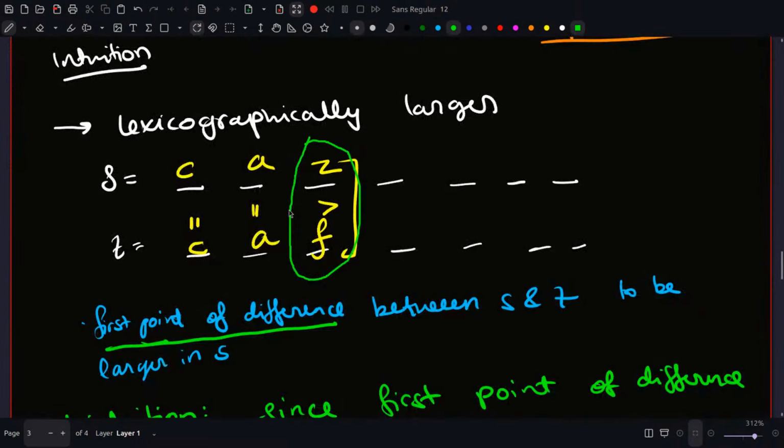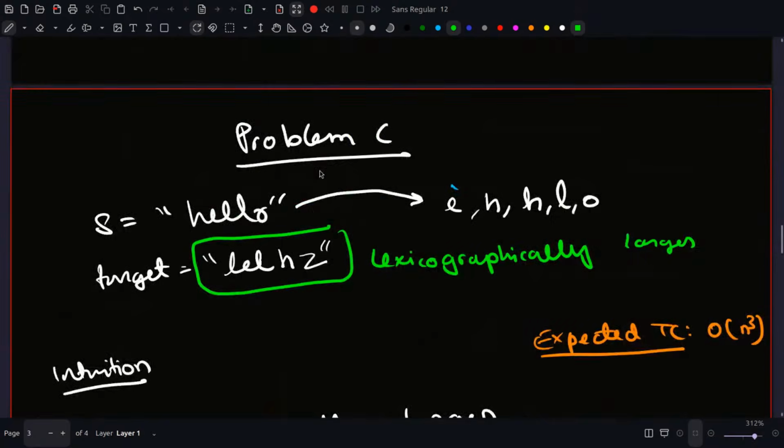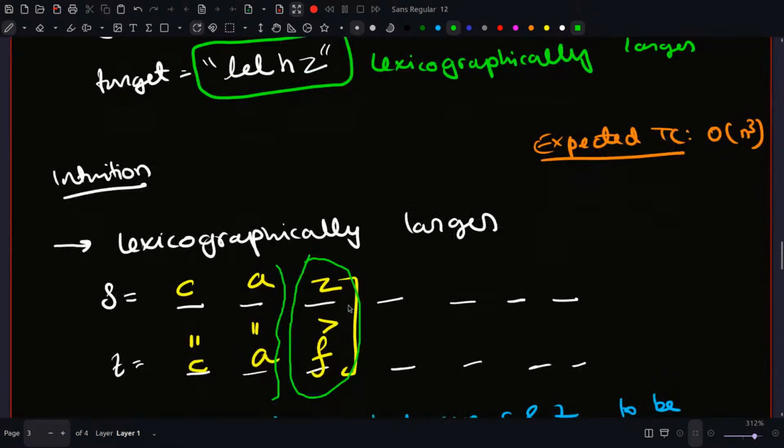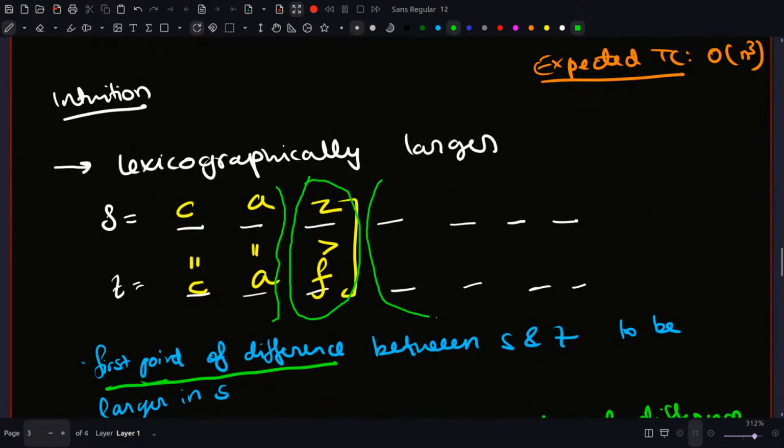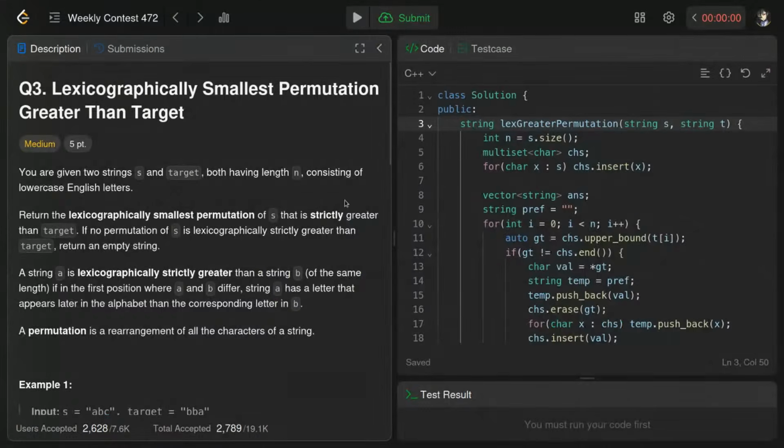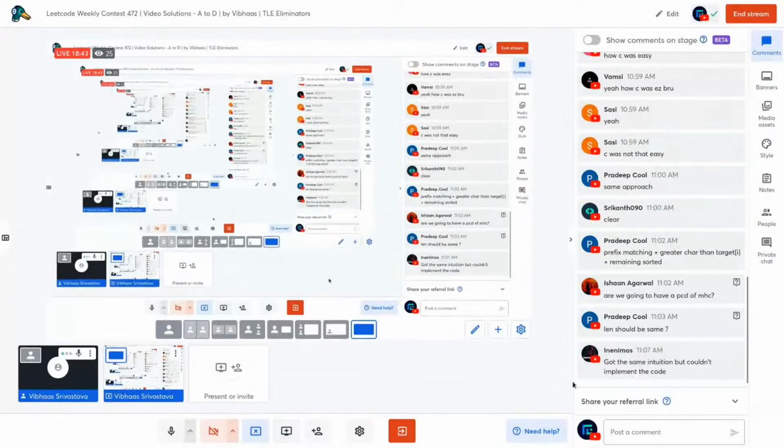So consider some first position; everything before that should be equal if this is your first point of difference. And since the problem wants the lexicographically smallest S which is greater than the target, what we can do is make everything over here as small as possible for S, and then only this position will need to be greater than the target. So does that make sense, guys?